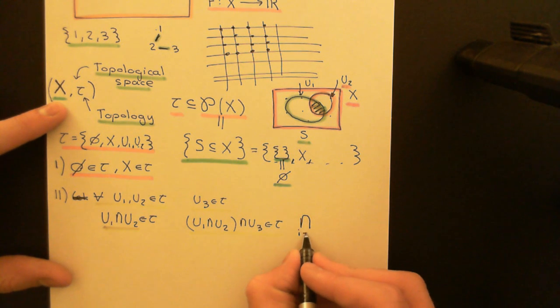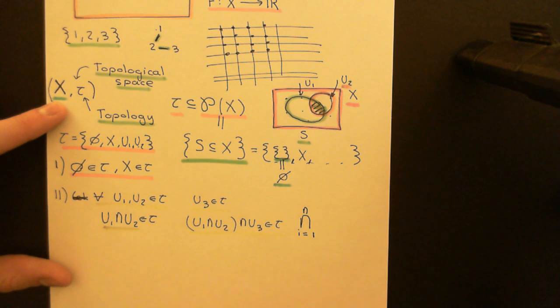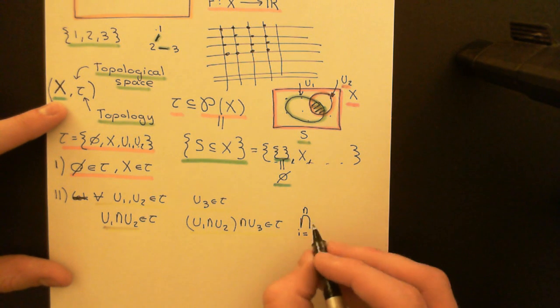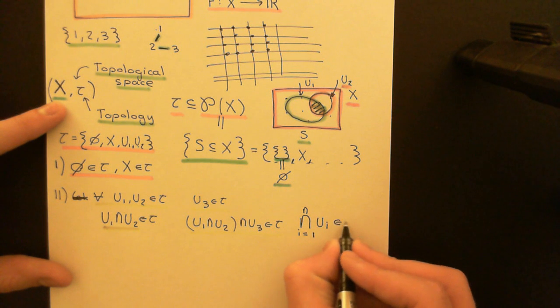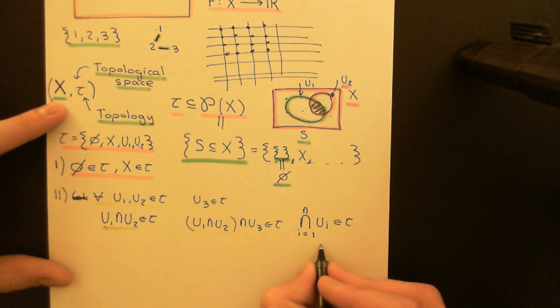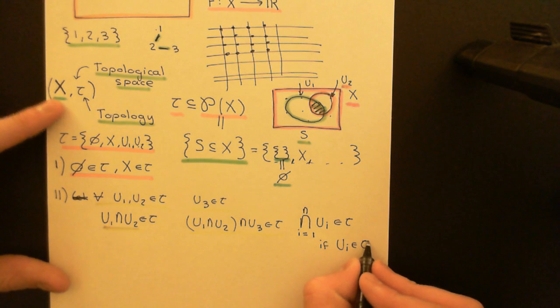So it follows from this that the intersection from i equals 1 to some n, where n is some finite natural number, of Ui also has to be an element of the topology if all these Ui's are elements of the topology.